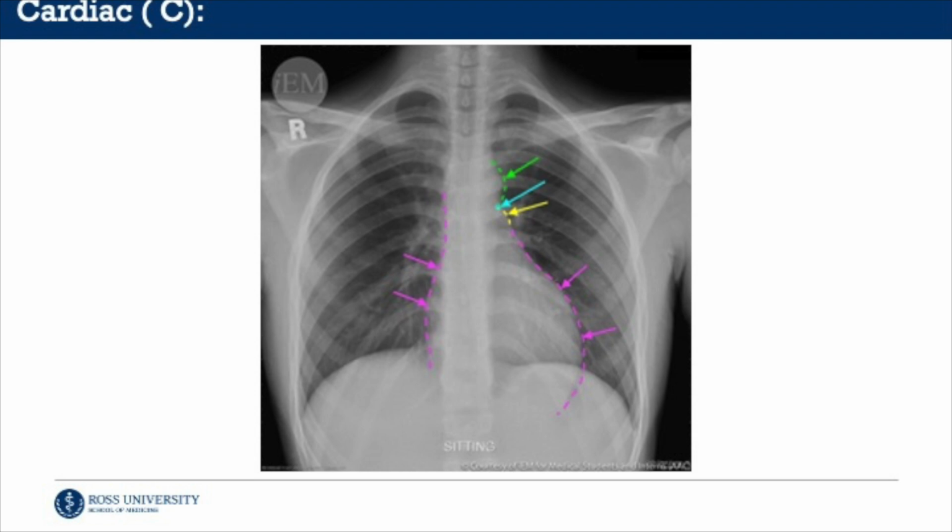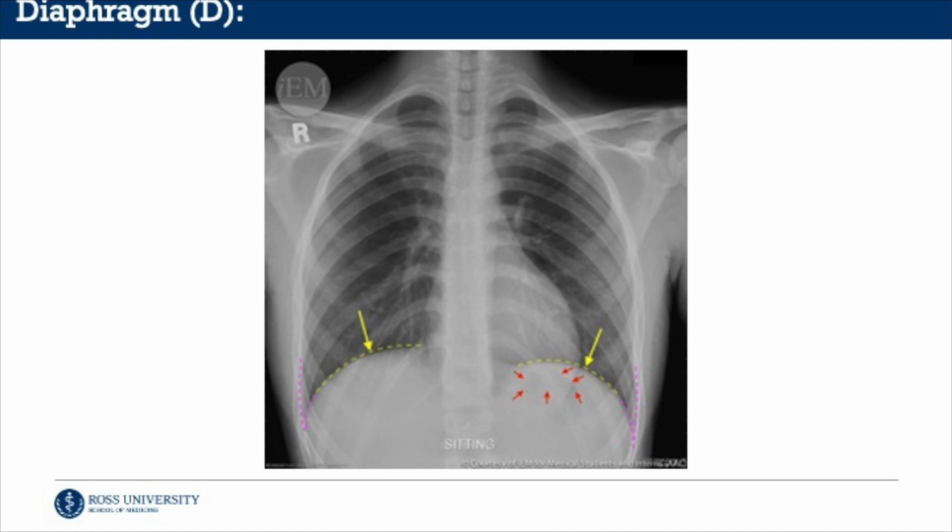The yellow arrow and dashed line represent the aortic arch, while the pink arrow and dashed line represent the heart borders. The yellow arrow is pointing to the diaphragm. There should be that distinctive curve on both ends. If blunted, it could be indicative of hyperinflation.